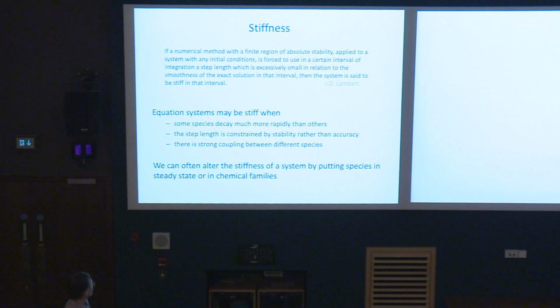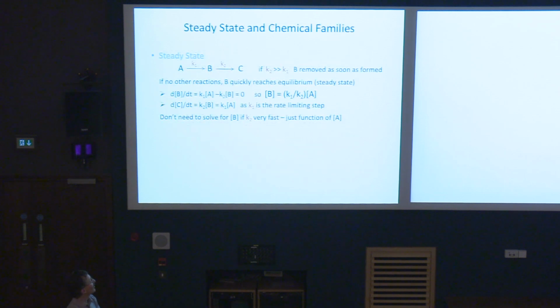Another problem is when we have strong coupling between different species, when small changes to one species make significant changes to another, but that feeds back on the first one again. So we often have situations where there's strong relationships between chemical species in the atmosphere, with rapid interconversion from one species to another. But we can alter the stiffness of a system by putting species in steady state, or by taking what's called a family approach, putting things in chemical families. So let me show you some examples of these.